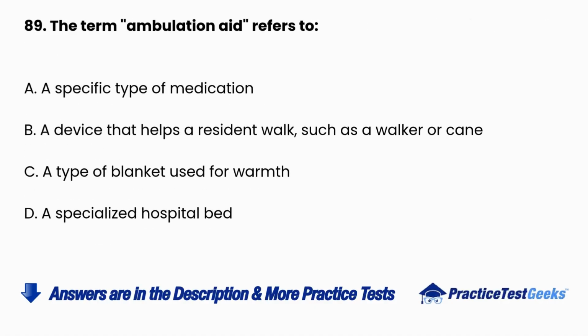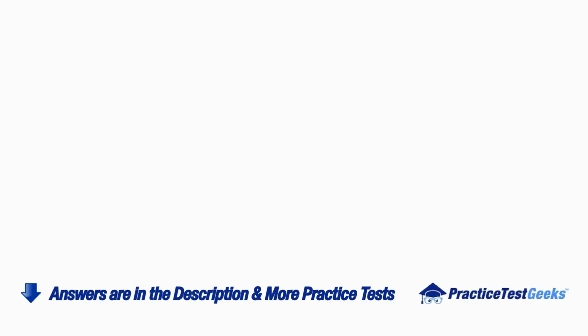89. The term ambulation aid refers to A. A specific type of medication. B. A device that helps a resident walk, such as a walker or cane. C. A type of blanket used for warmth. D. A specialized hospital bed.